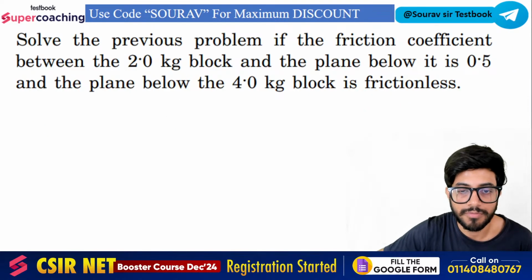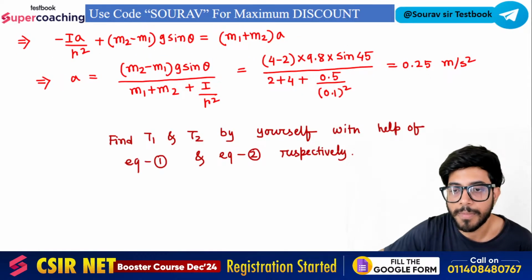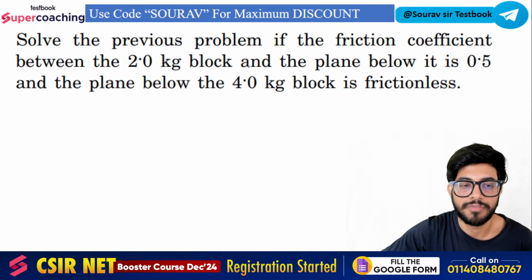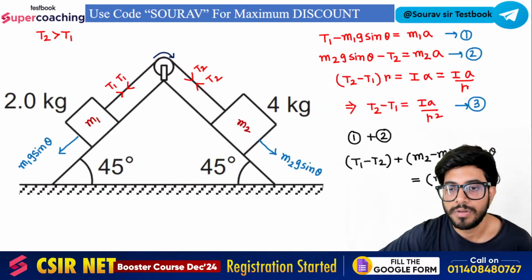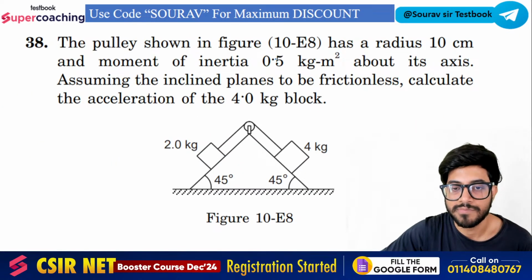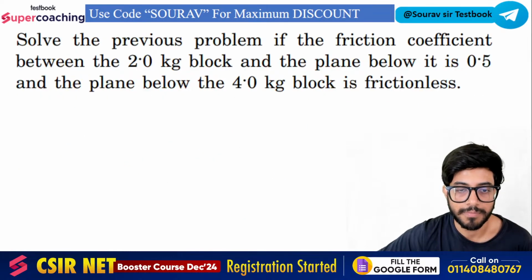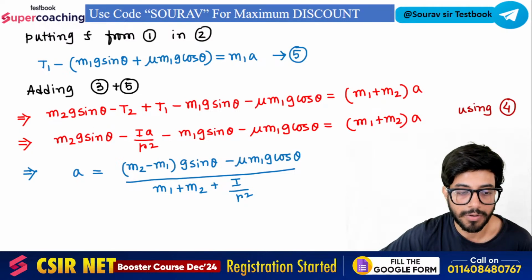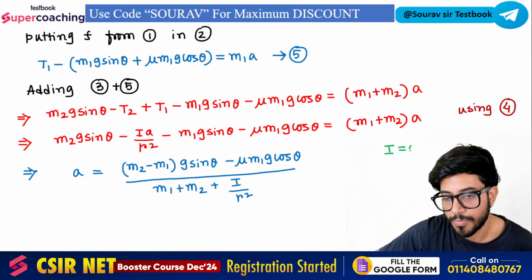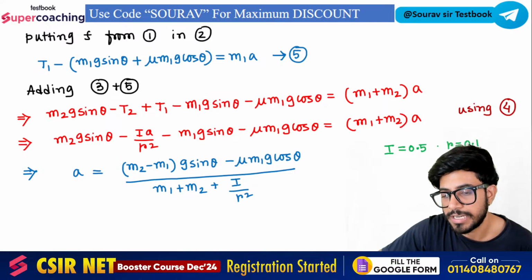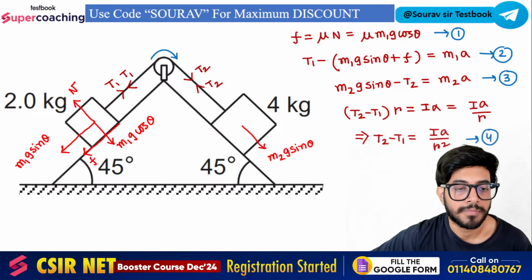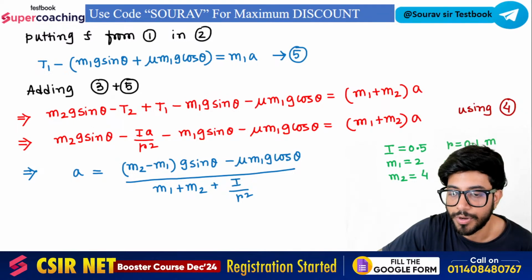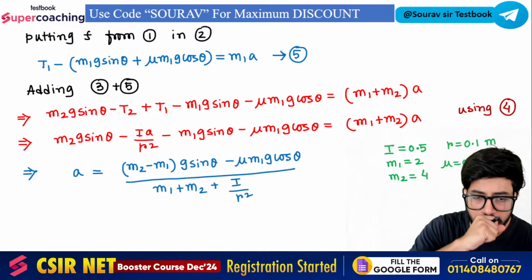Now in the previous problem we have deduced that I equals what? It's been given that the frictional coefficient between the block of 2 kg and the surface is 0.5. 0.5 is mu. Good. And here the moment of inertia I is 0.5, radius R is 0.1 meter. M1 is 2, M2 is 4, mu is 0.5, theta is 45.